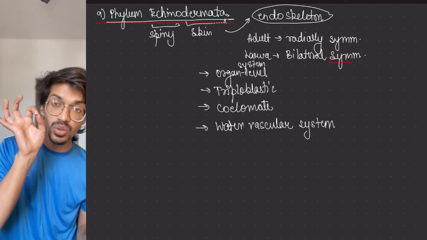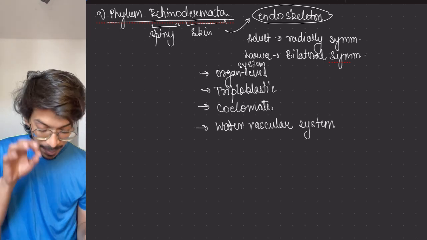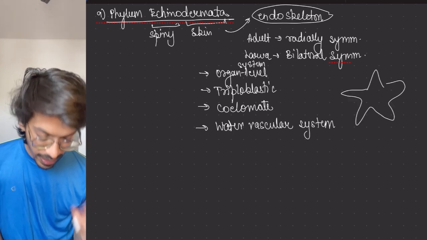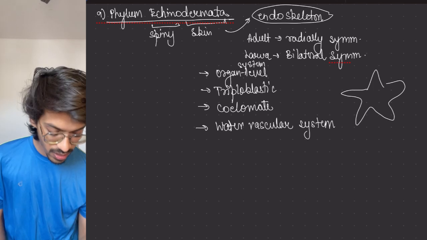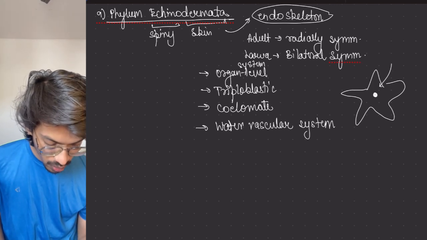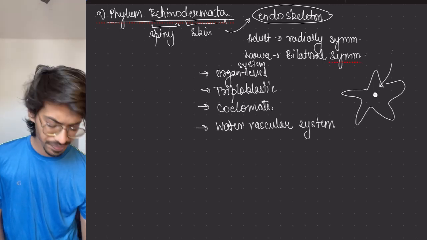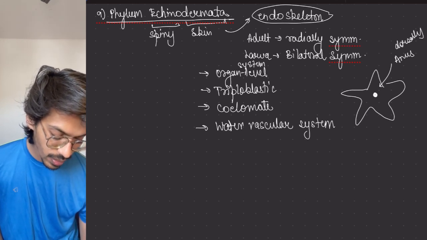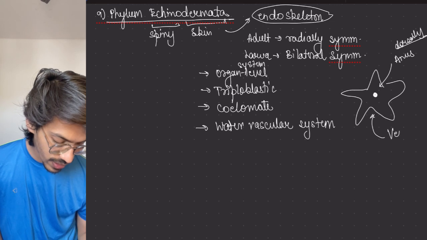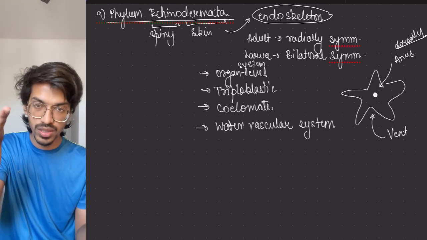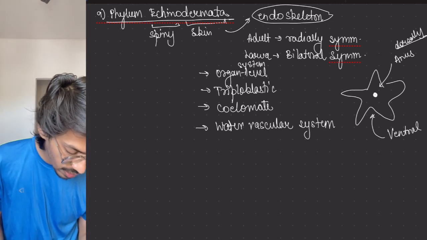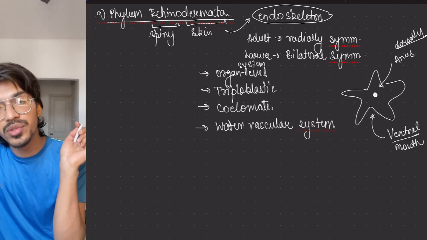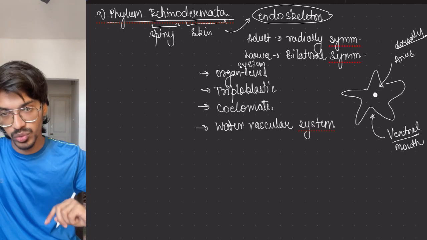And a very important point about the water vascular system: if you are seeing the starfish, on the upper part of the starfish there is a presence of the anus. So dorsally the anus is present, and the lower part is known as the ventral part. If you switch this structure, the ventral part has the mouth present. It is said that they do not have any excretory system. Water vascular system works as the excretory system also.